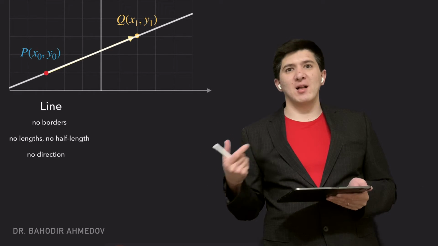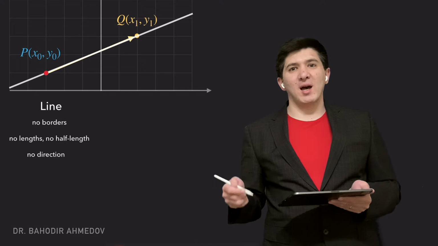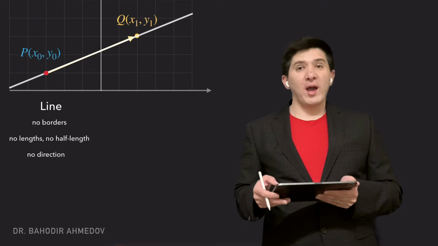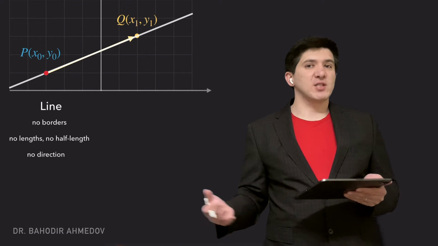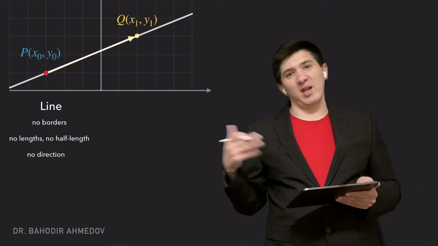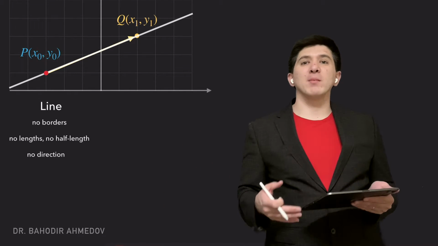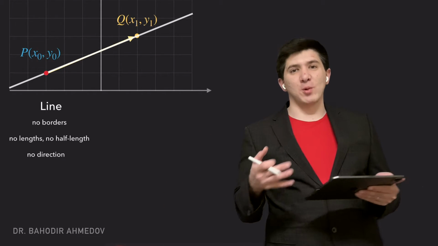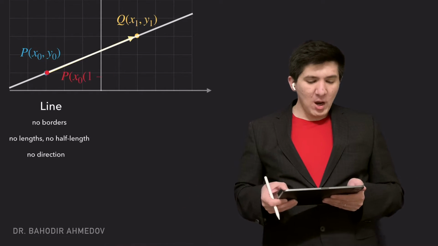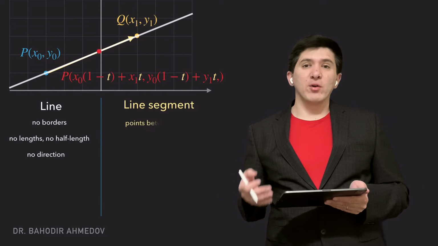We can't just say, hey, tell me the length of the line, or half the length of the line. Also, it doesn't have a direction. So it doesn't matter from which point you take the first point and the second point. For all of the problems conducted with an equation of the line, it doesn't matter which point is the starting point or the ending point. Well, all of these things are different for the line segment.